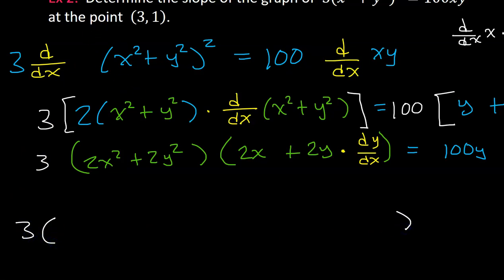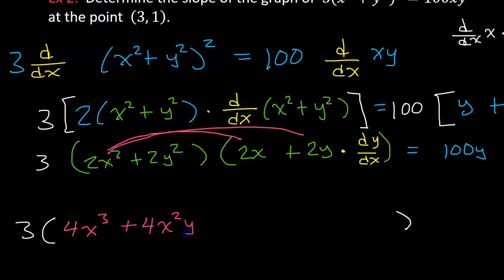So what's happening is I'm going to do 2x squared times everything right now. So 2x squared times 2x is going to give me 4x to the third power. And then 2x squared times 2y dy dx is going to give me 4x squared y, and of course I'm going to have my dy dx.